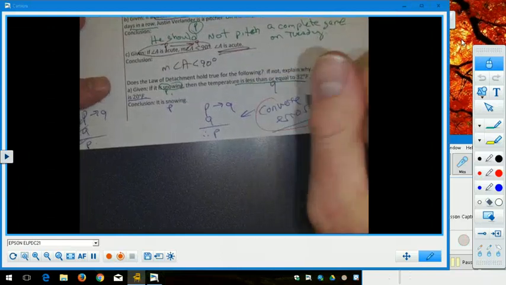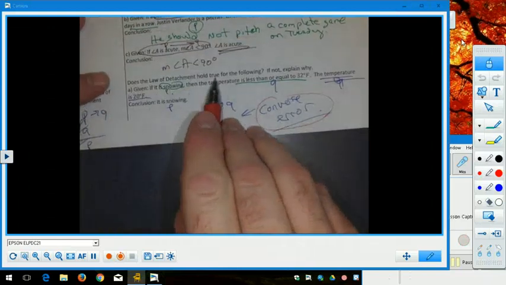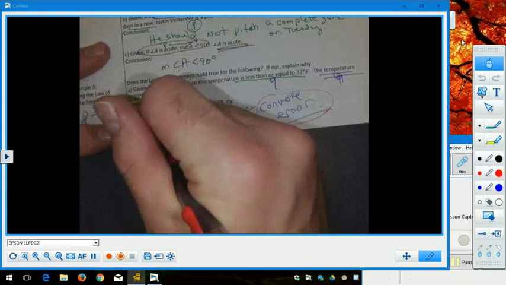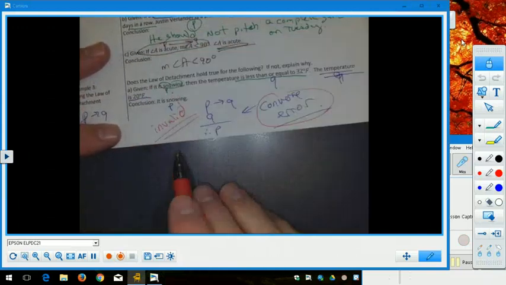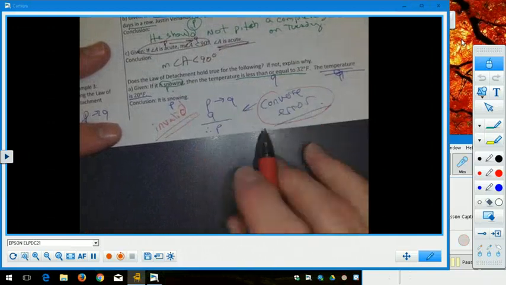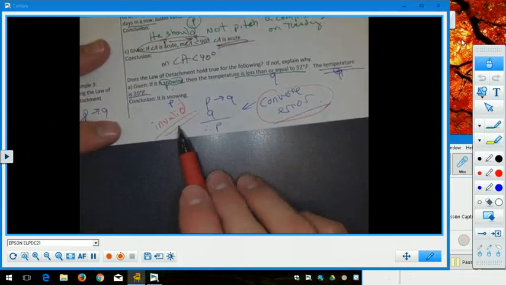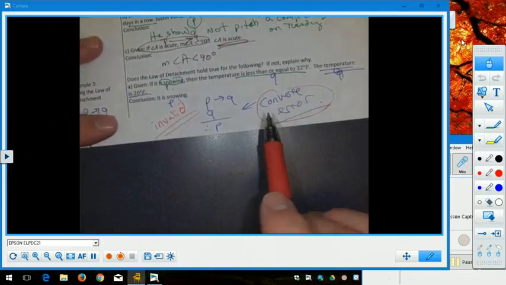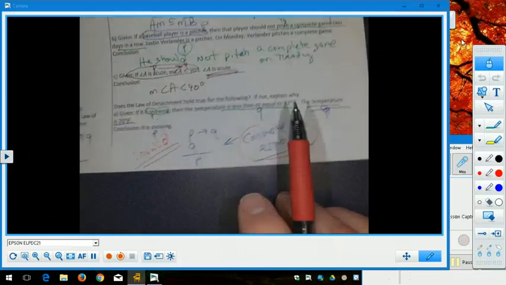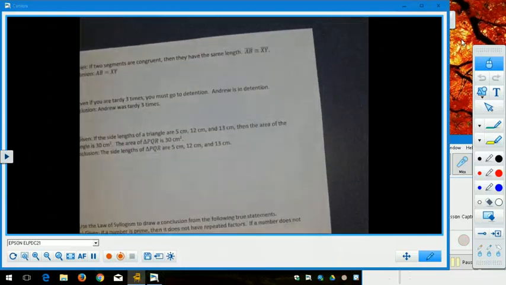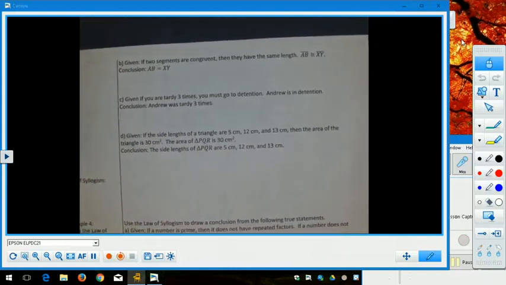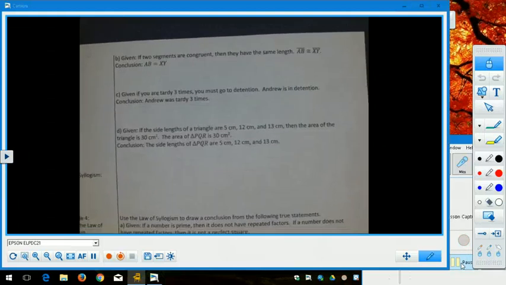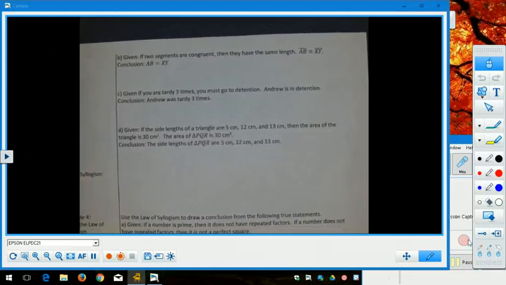So this is not following the law of detachment. It's what we say invalid. It's an invalid argument. It does not follow the law of detachment. You can just write invalid, doesn't follow the law of detachment, but I'm telling you the particular error is converse error. Try that for the next couple problems. Take a moment to read them, decide if they follow the law of detachment or not. Please pause the video to do this.